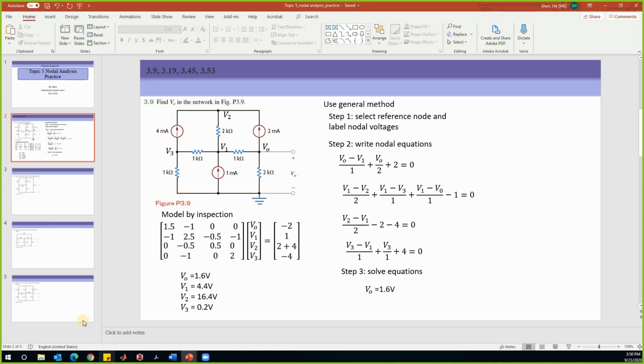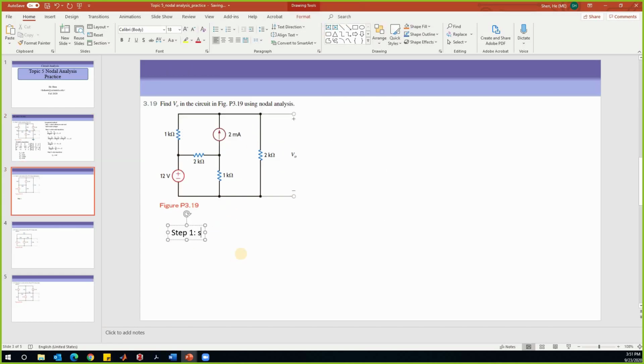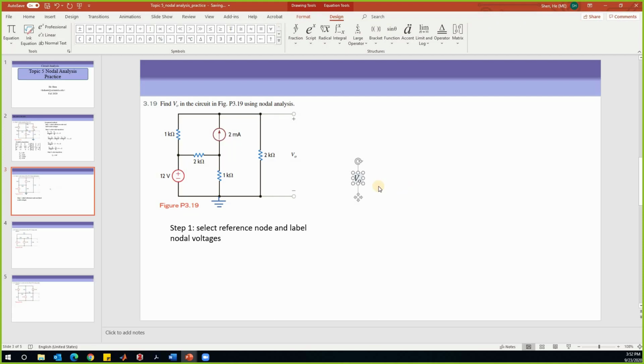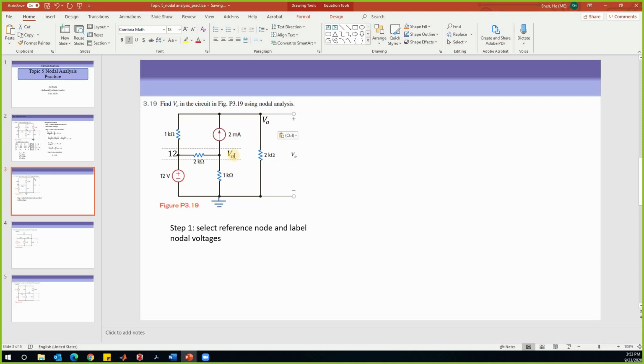Alright, let's look at the next question. Step 1, select reference node and label nodal voltages. Which node are you going to select as the reference node? When finding VO, VO is over here, so I'm going to select this node as the reference node. These two are the same node, so it doesn't matter where you put it. Let's label the nodal voltages. We have VO as one node, over here. If I select this node as the reference node, this node will have a nodal voltage of 12, right? And this node I don't know, so I'm going to label it as V1. So in this problem, we only have 2 unknowns.